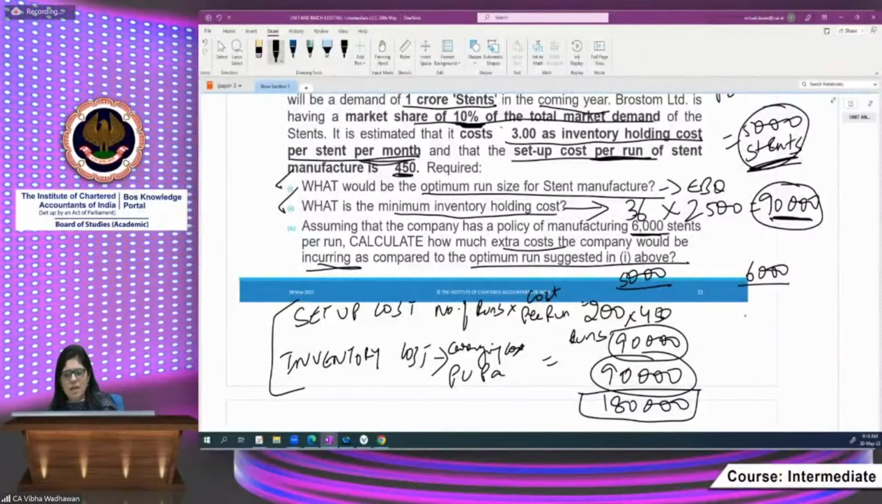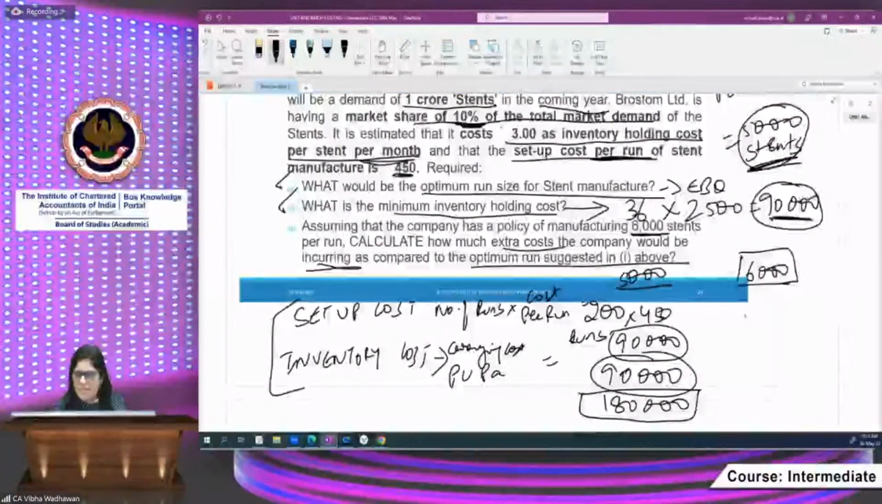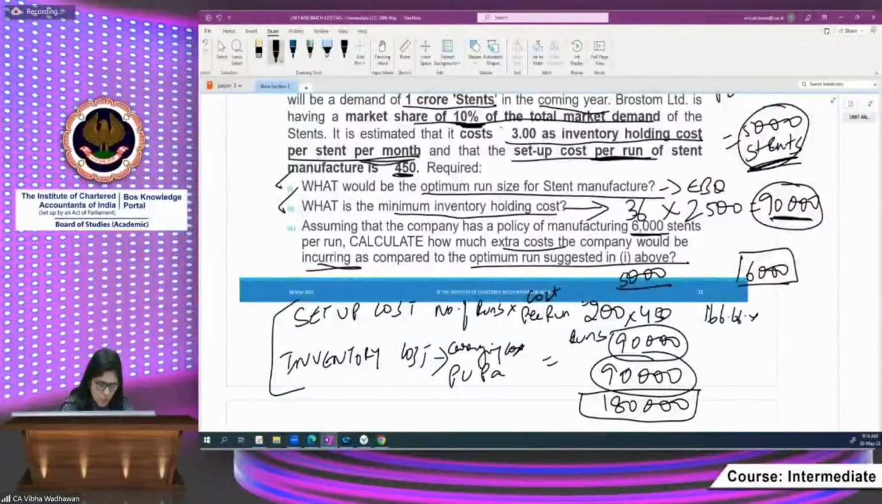Let us see for 6,000. If we produce 6,000 in one lot, how many lots do we have to produce? So 10 lakh is the annual demand divided by 6,000. 166.66 runs we have to take. 10 lakh divided by 6,000, 166.66 something, into 450. So it will be 75,000. 75,000 will be the setup cost when we produce 6,000 stents in one lot as per the company's policy.